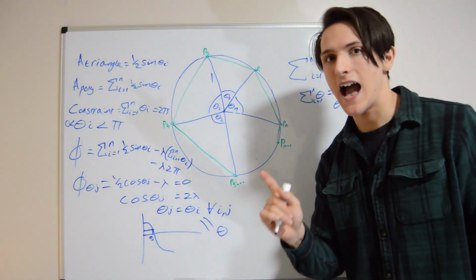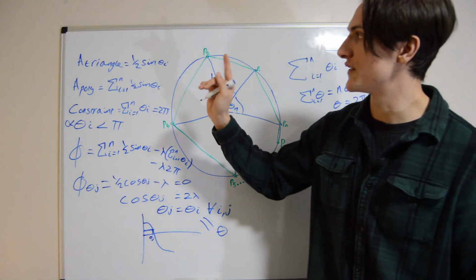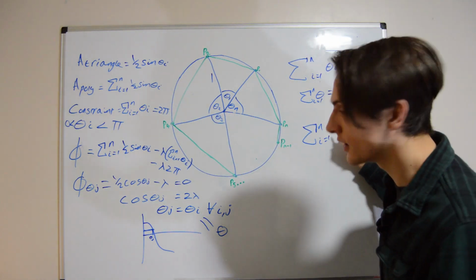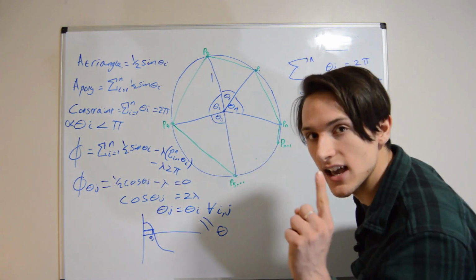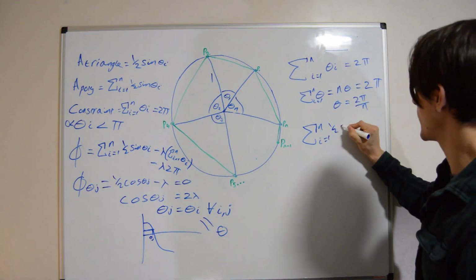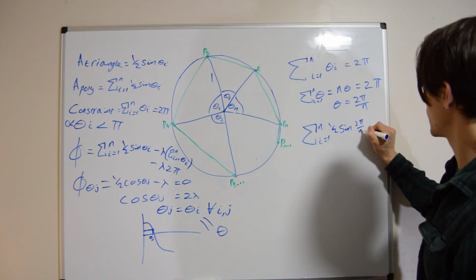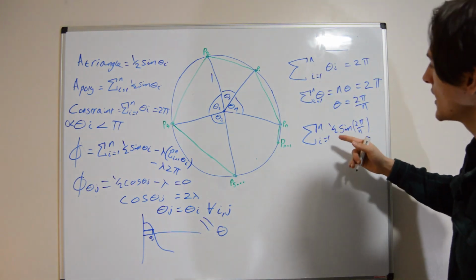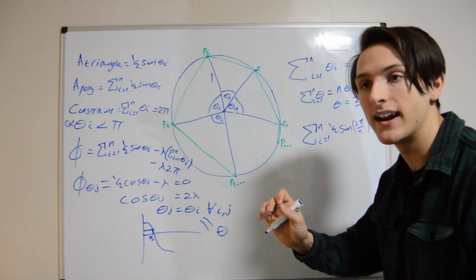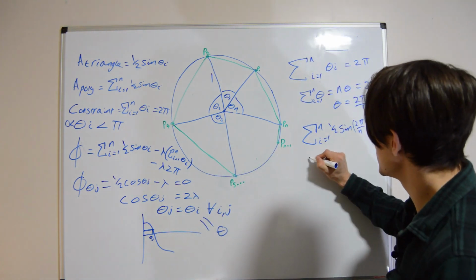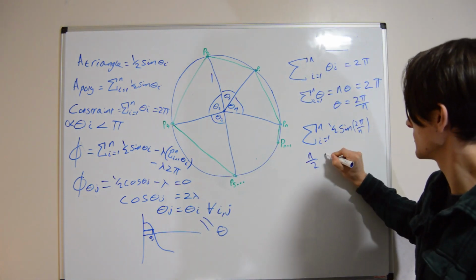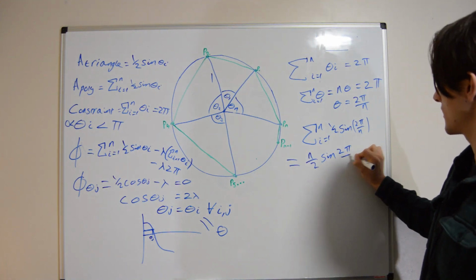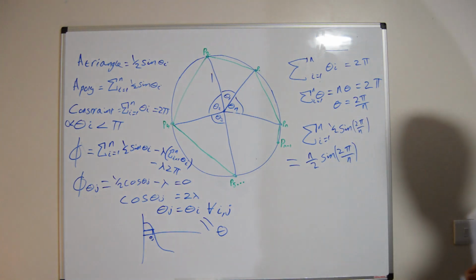Now if you're interested, I'm going to derive the actual expression for the area of the polygon. So we see here we have the sum from i equals 1 to n of a half sine theta i. Well, we said theta was 2 pi over n, so it's sine 2 pi over n. And again, this no longer depends on i, which is the perfect thing, which means we're just adding a half sine 2 pi divided by n, n times. Which means we just get n over 2 sine 2 pi over n. Perfect.